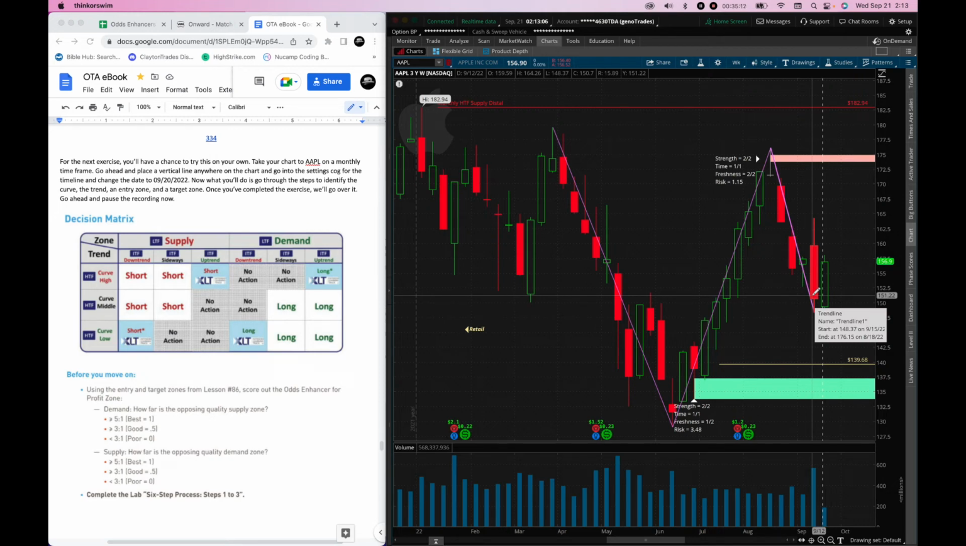So anytime you are trading within a sideways trend, you always want to trade within the extremes until an uptrend or a downtrend can be identified.